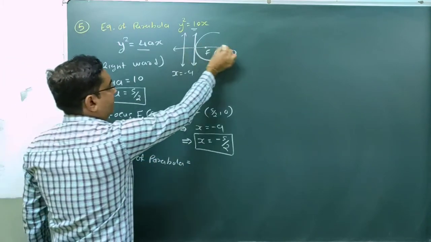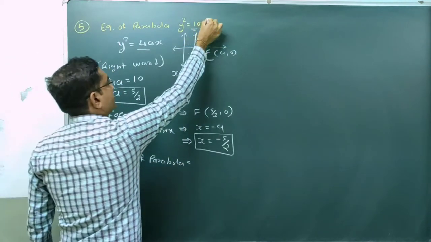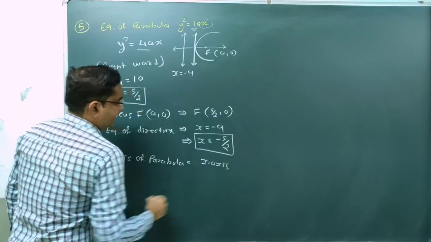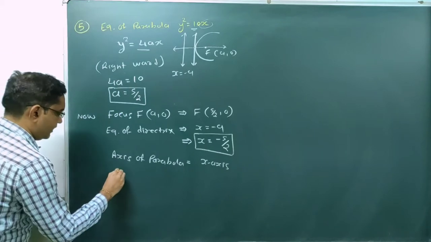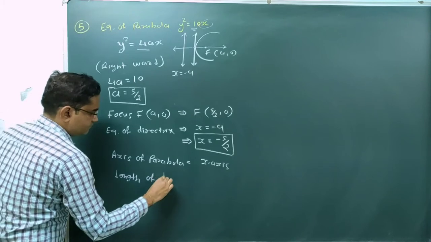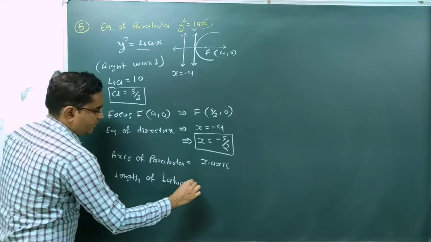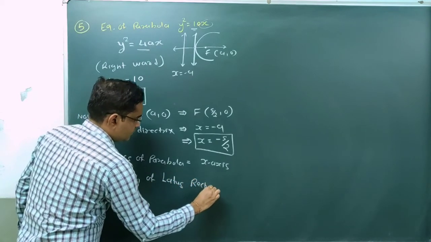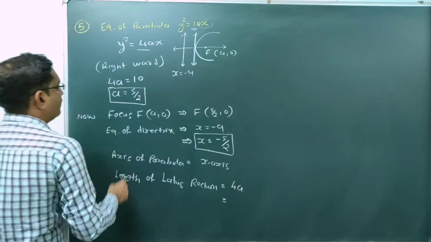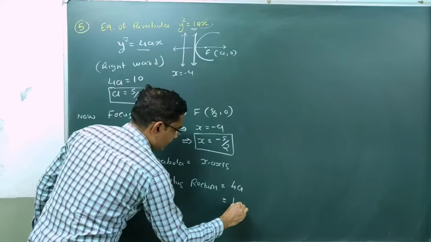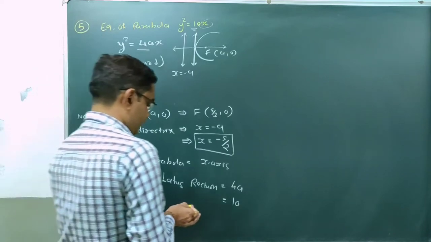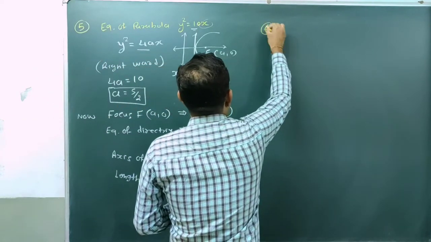Here our parabola is symmetrical about the x-axis, है ना. देखो यहाँ पर x है. So axis of parabola is x-axis. Last one is length of latus rectum. So length of latus rectum is nothing but 4a, and our 4a is 10. So length of latus rectum is 10 is the answer. Done. Now next question.